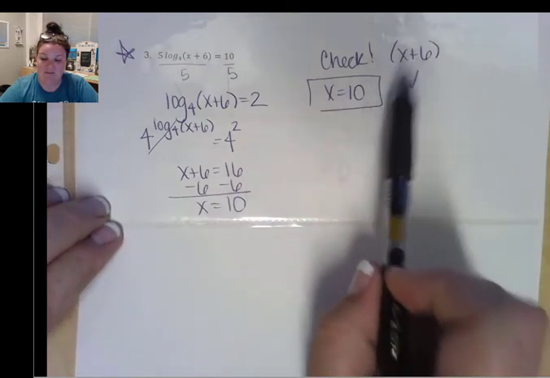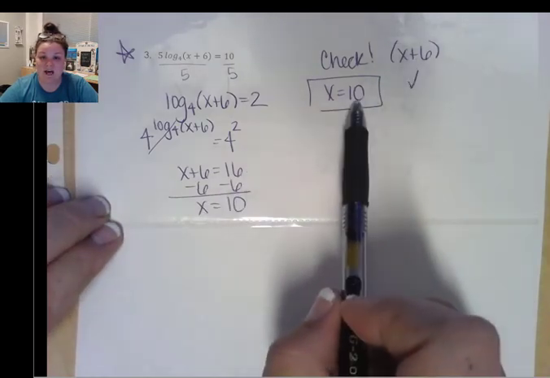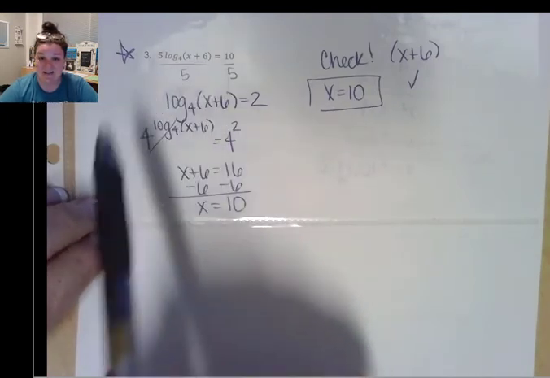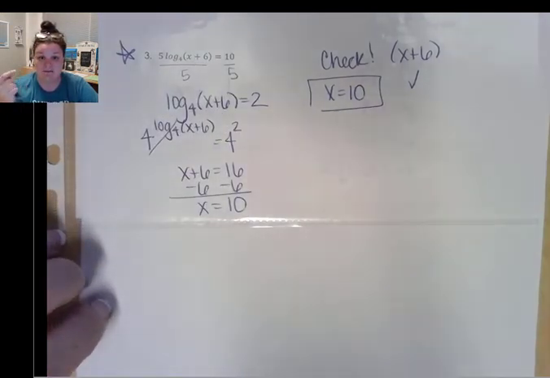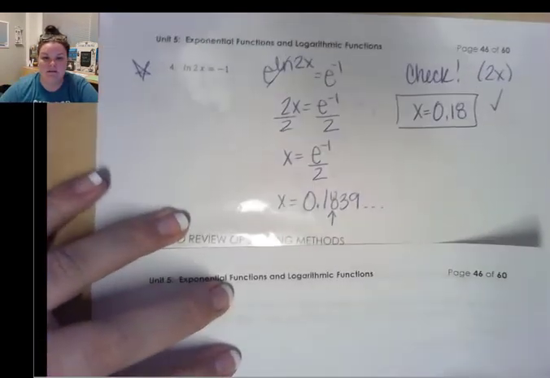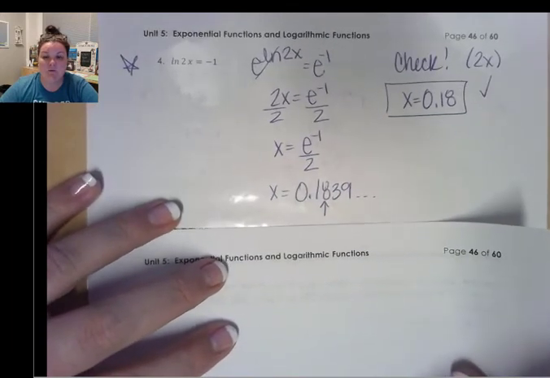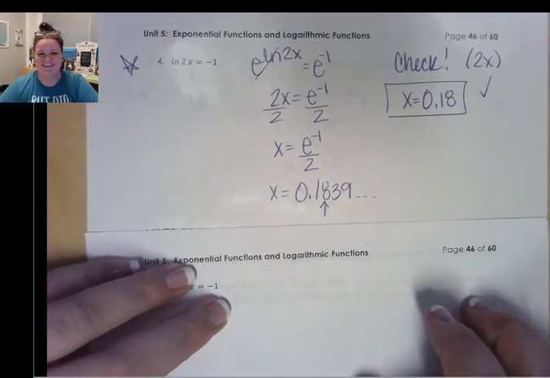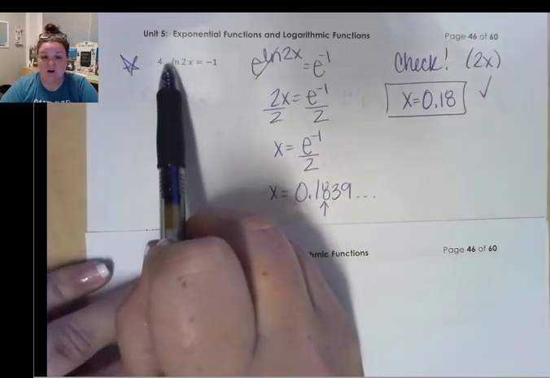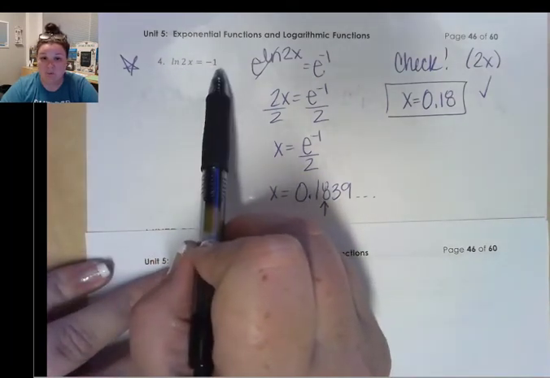And then again, we have to check to make sure that the answer we got doesn't cause the inside of that log to be 0 or negative. Okay. And then the last one that we have here is an E1, right? We have a natural log. It's already isolated and equal to -1.